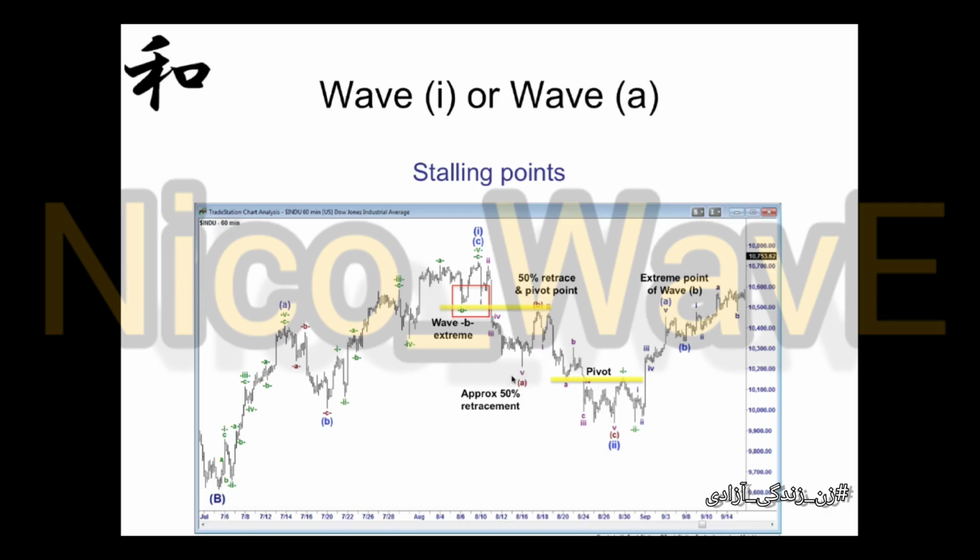On the correction from this wave A, we had a move back to around that wave below here, so a pivot area. It was also a 50% retracement. So we had two areas here that we could look for.